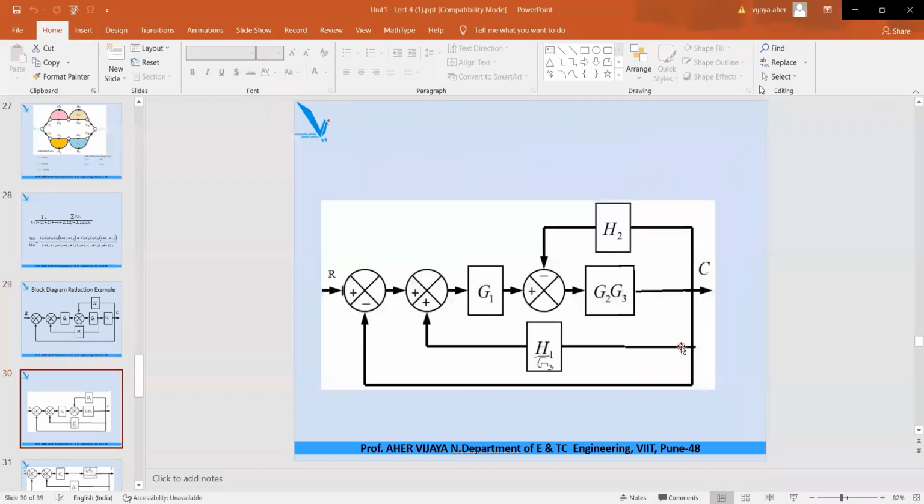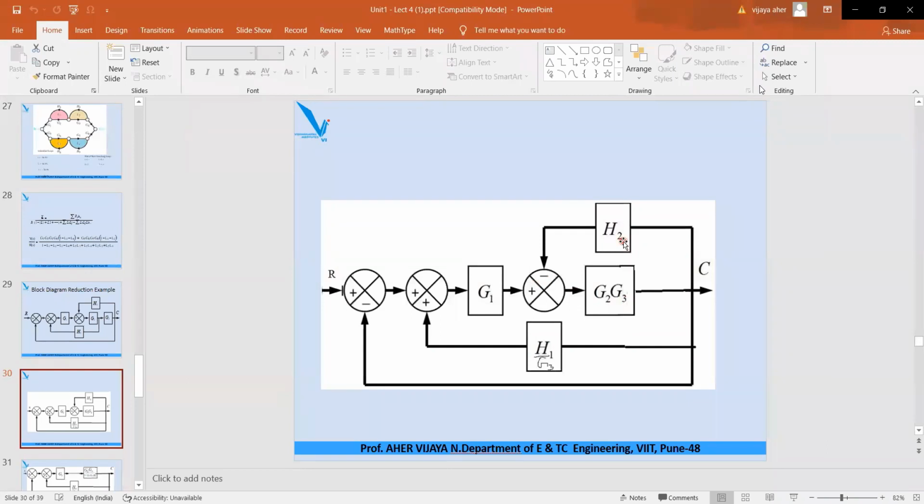I have explained just now. What I have done is multiplied G2 with G3 and written that transfer function G2 into G3 in one block. Now your diagram is straightforward. You have three closed loops. This is one loop. You are going to convert this loop into a transfer function. There is a minus sign over here, so you can write G2 into G3 divided by 1 plus G2 into G3 into H2.